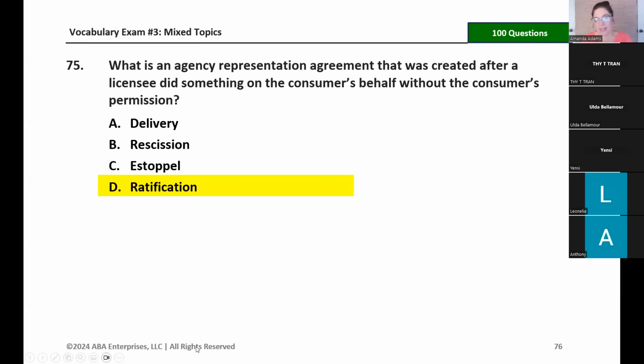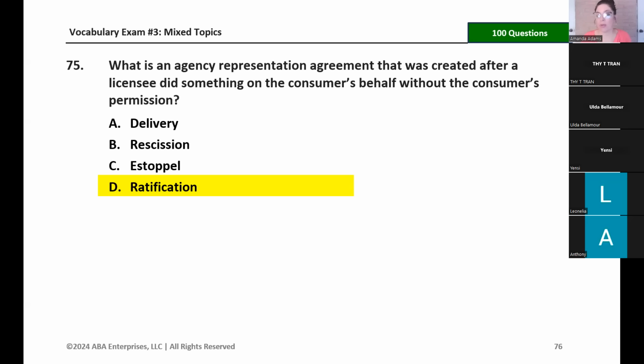Resneed says, what is estoppel? Estoppel is another one of those strange concepts. It's kind of like when you, as a consumer, encourage a real estate agent to do something for you and you haven't officially hired them, but you're kind of encouraging them to work for you.